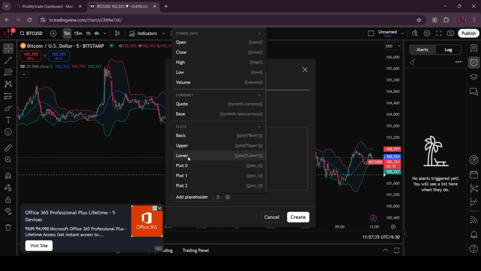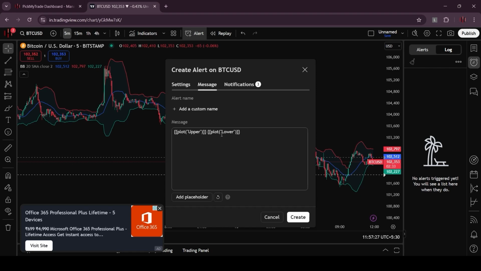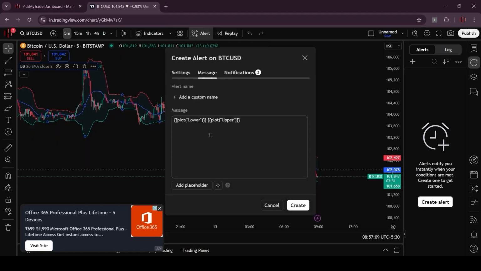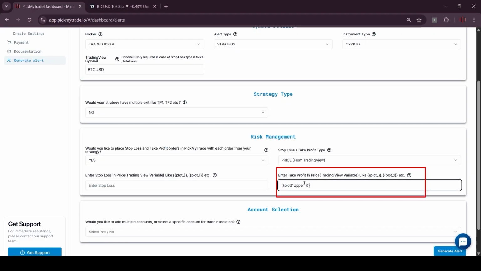Here you will find the plots. If I want to place a stop loss for the lower band, here I will just copy this and paste it here. And if I want to place a take profit for the upper band, I will select this, copy and paste it here. This may vary as per your indicator.